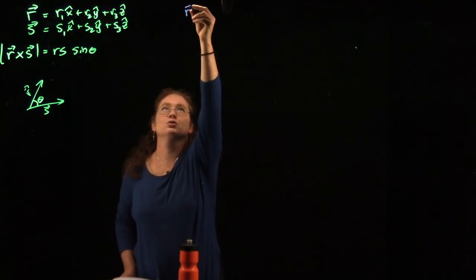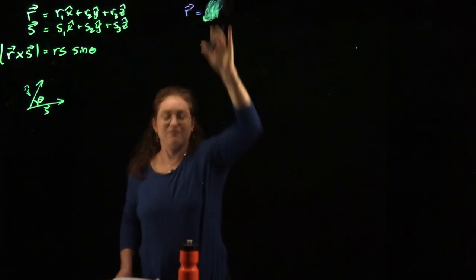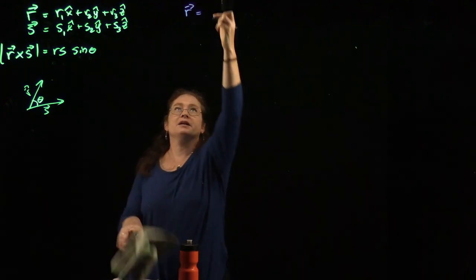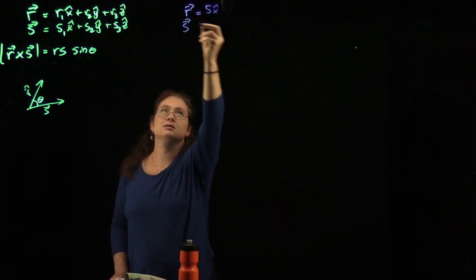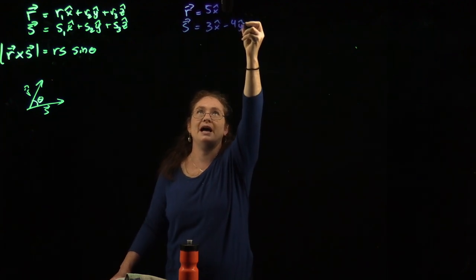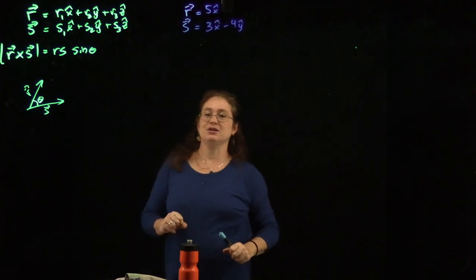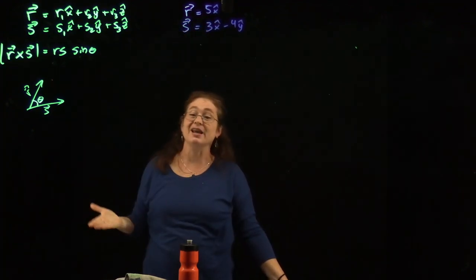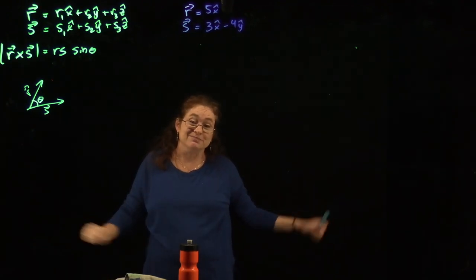So let's choose r equals 5x hat. Let's put some numbers that are non-zero. S is equal to 3 x hat minus 4 y hat. Okay, so the first thing I notice, this is in the x direction, that's in the y direction. They are both in the xy plane. My cross product has to be in the z direction.